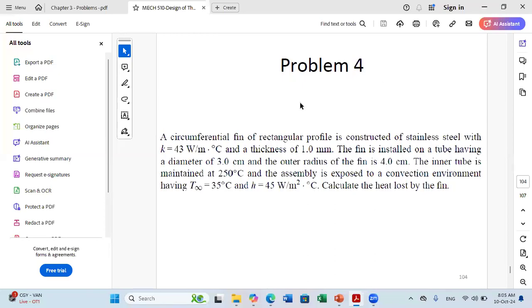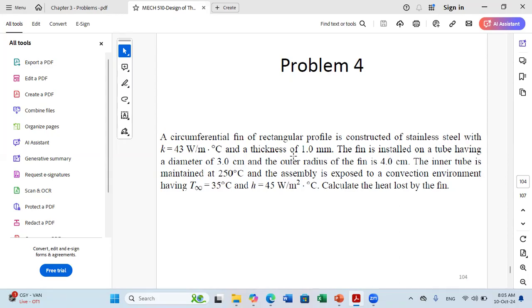Okay, so we'll do problems to practice on fins together. A circumferential fin of rectangular profile is constructed of stainless steel with a conductivity K equals 43 watt per meter degrees and a thickness of 1 millimeter.